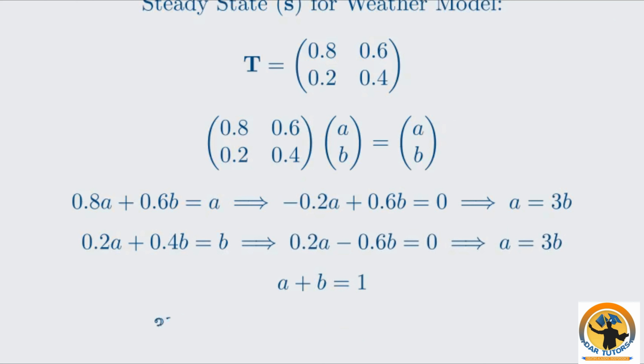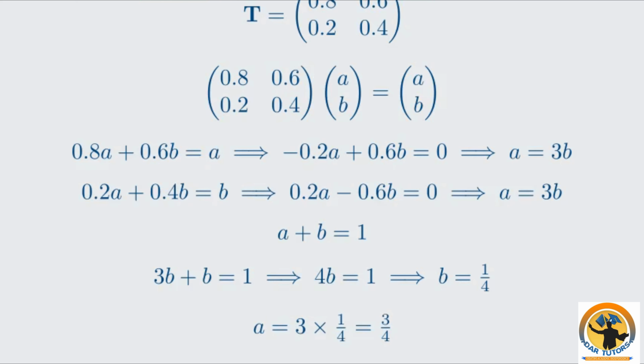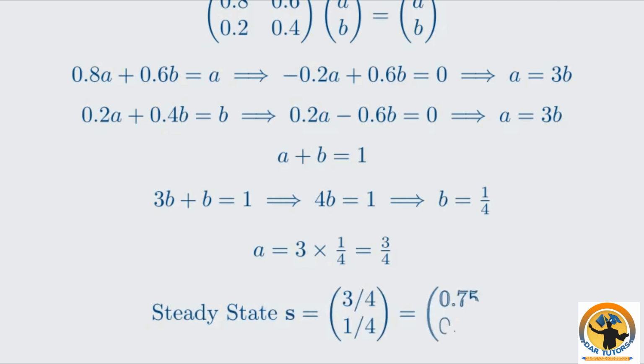Since S is a probability vector, its elements must sum to 1. So A plus B equals 1. Substituting A equals 3B, we get 4B equals 1, so B equals 1/4. Then A equals 3 times 1/4, which is 3/4. So the steady state vector is S equals (3/4, 1/4). This means that in the long term, we expect 75% of days to be sunny and 25% to be rainy. This result is independent of the initial state S sub 0.